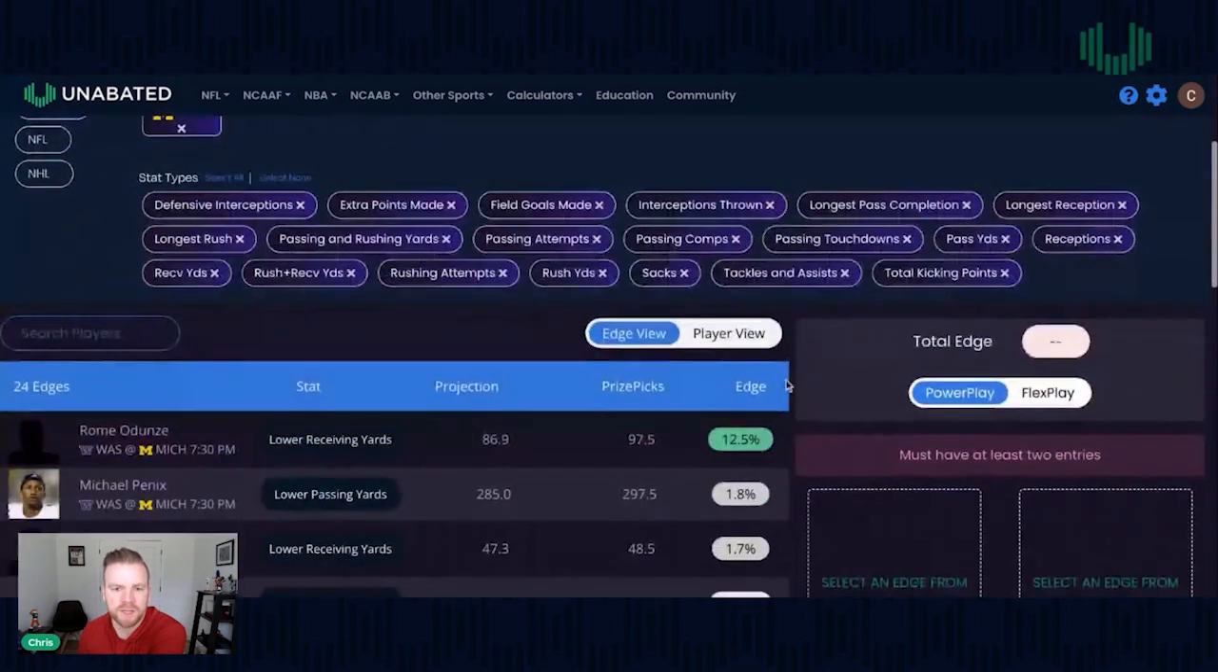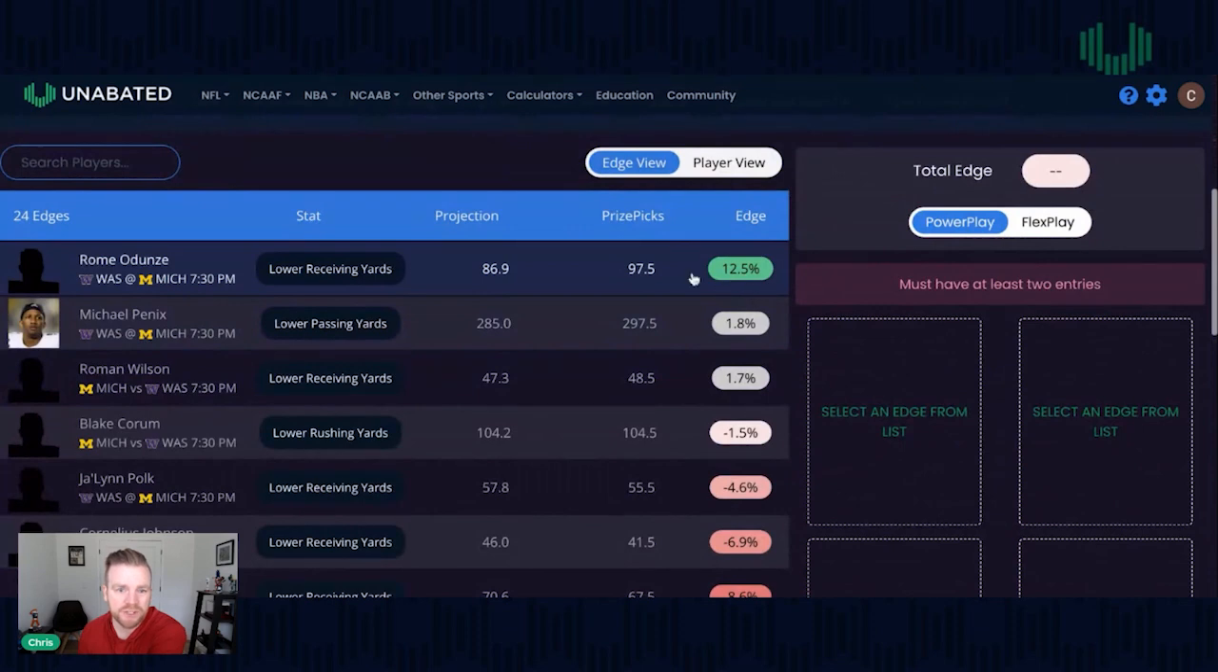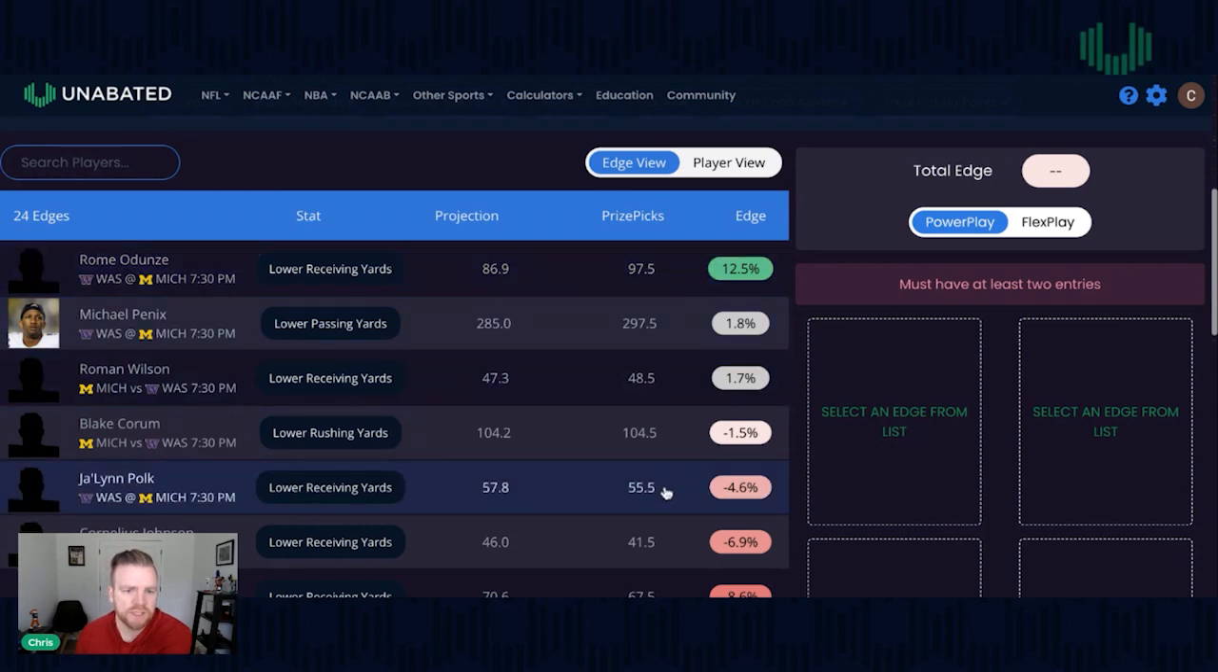But I did want to point out one thing here on Prize Picks. We see a bigger edge here on Odunze. That number is like 9 or 10 yards higher on Prize Picks. So again, we talk about this week over week: look at the different books and options that you have to bet from. It's better to bet an under here rather than on Underdog, obviously, because of the 8 to 9 yards. And then here we see similar numbers with the passing yards for Penix. And then we even see a Polk pop up.